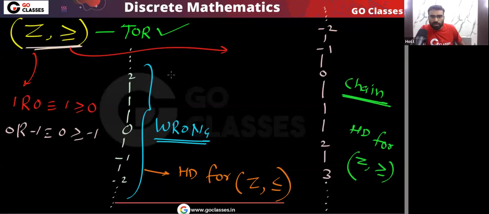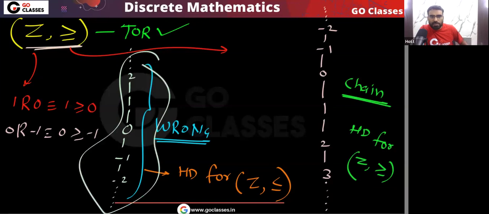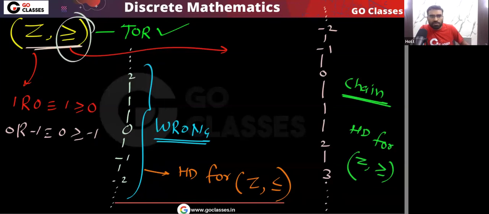So please don't make this mistake, because our mind is very comfortable with less than equal to. We keep using less than equal to, less than equal to, so this type of mistake is possible. Okay, so always focus. What is the relation? What is the base set? What is the relation? Very simple point.